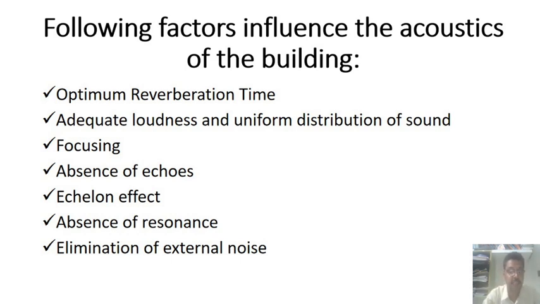Next is absence of echoes. The echoes are produced due to reflections of sound from the walls and ceilings. That is very important. To control echoes, reflections of sound from the walls should be minimized by covering the walls with suitable sound absorbing materials.